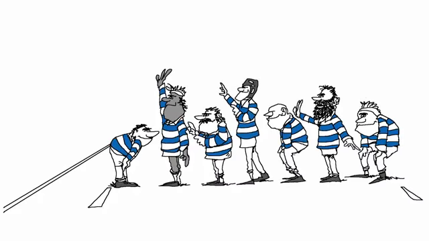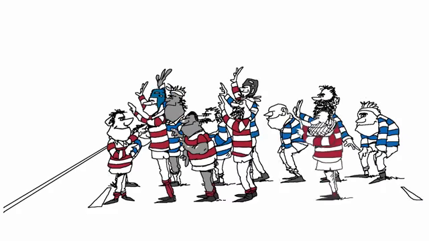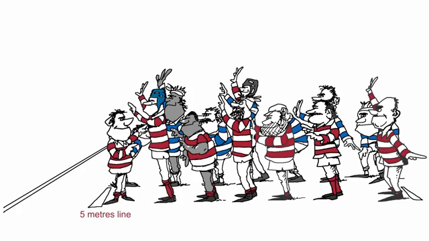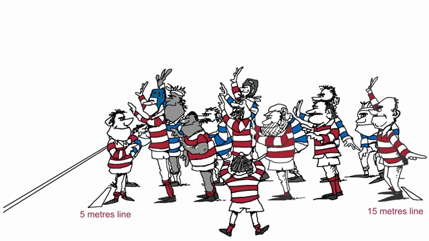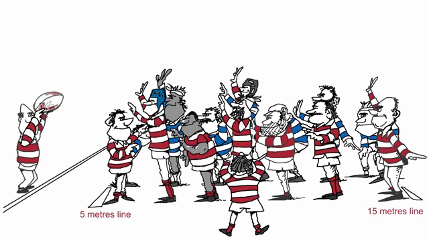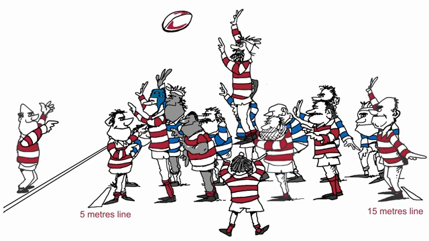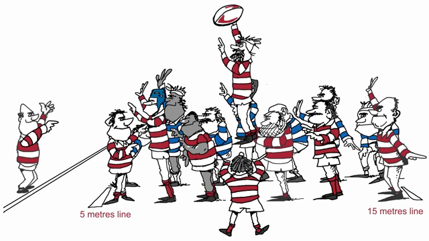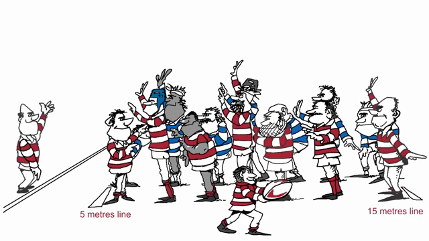To form a line-out, the forwards of both teams will stand in separate lines between the 5 and 15-metre lines. Next, the ball will be thrown straight in between the two lines by the team in possession. The player who can jump the highest, and he may be lifted by his teammates, may catch the ball or tap it to his scrum half. With this ball possession, they can start to attack again.